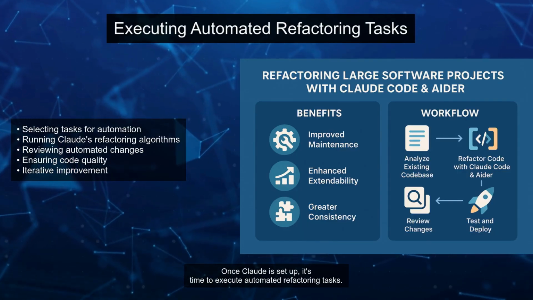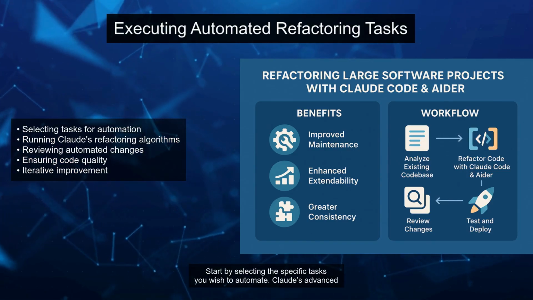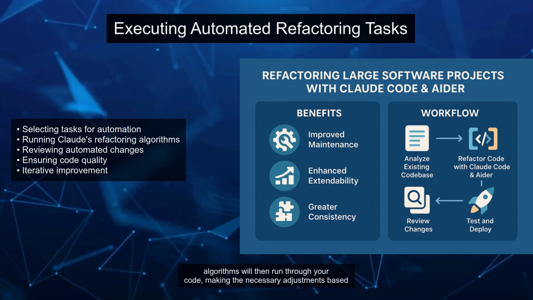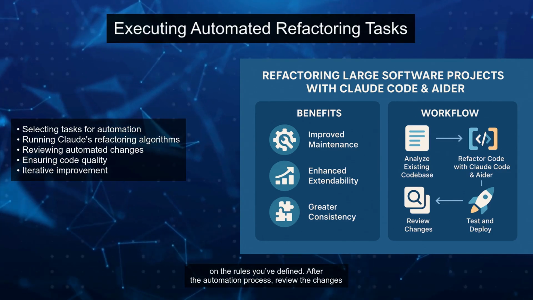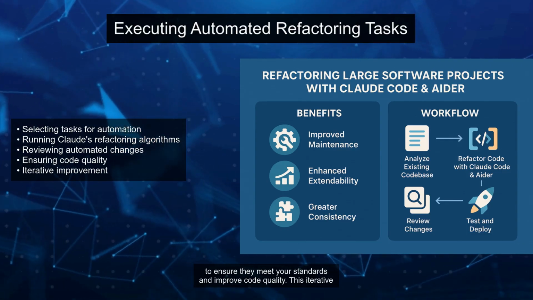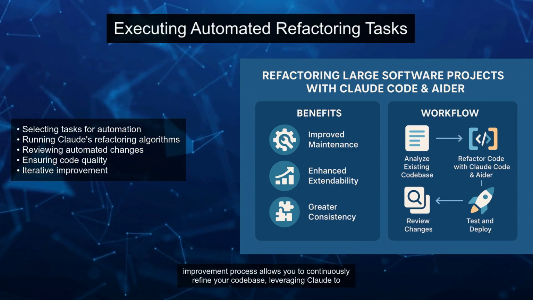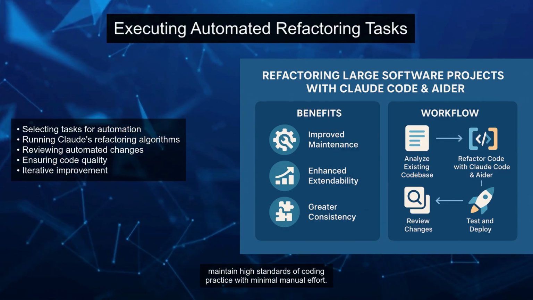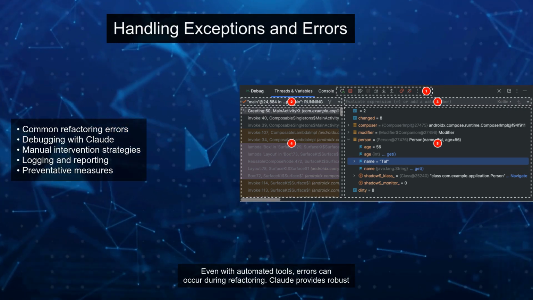Once Claude is set up, it's time to execute automated refactoring tasks. Start by selecting the specific tasks you wish to automate. Claude's advanced algorithms will then run through your code, making the necessary adjustments based on the rules you've defined. After the automation process, review the changes to ensure they meet your standards and improve code quality. This iterative improvement process allows you to continuously refine your codebase, leveraging Claude to maintain high standards of coding practice with minimal manual effort.